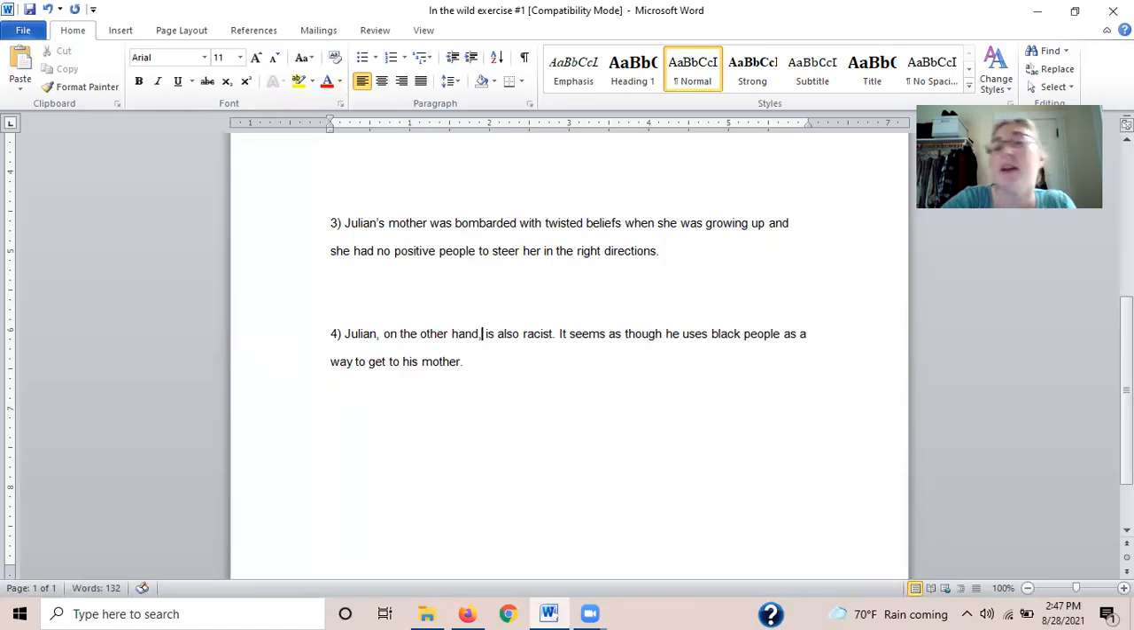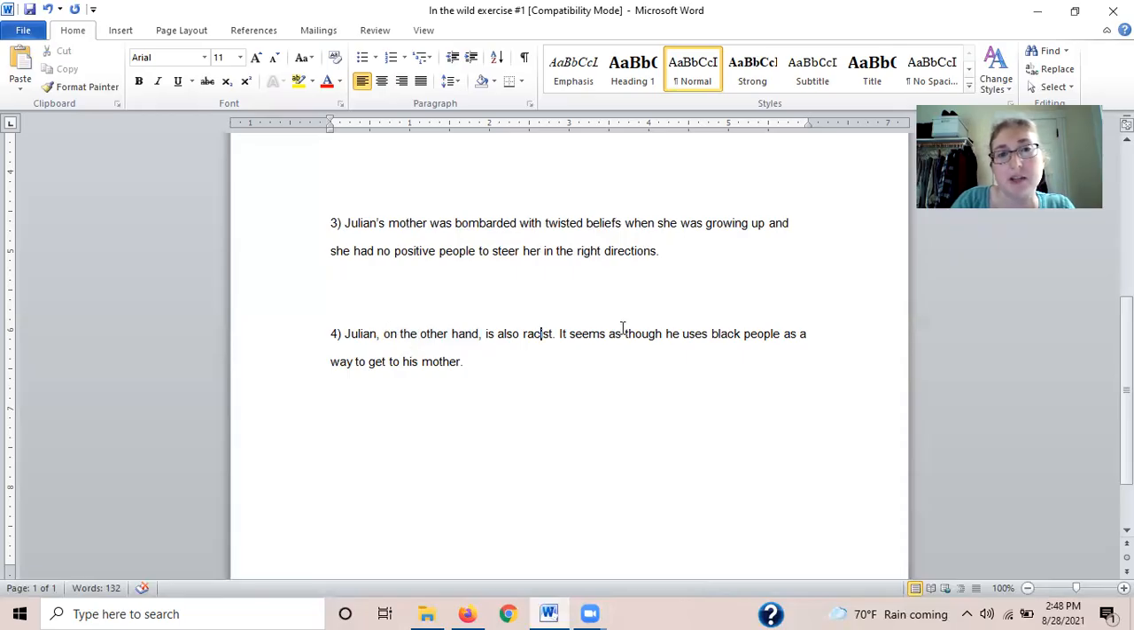comma. On the other hand is what we call a parenthetical statement, in that, can this sentence exist without it? Absolutely. Julian is also racist. There we go. It doesn't need this at all. I could cut it out entirely. I'm leaving it in here because parenthetical statements certainly have their place. They can help with rhythm. They can help with the small things. So this is just how you introduce a parenthetical statement.